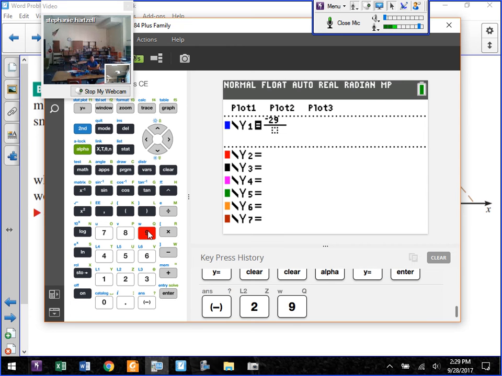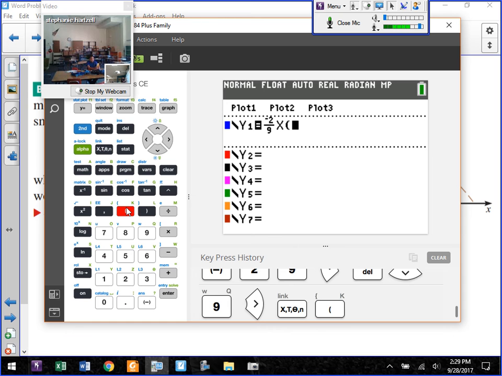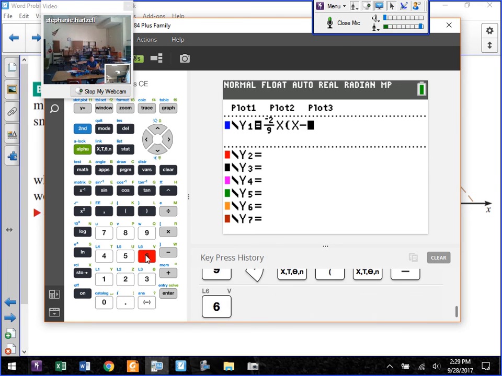Make sure you use the negative button, not the minus button. The negative button is on the bottom next to the decimal. Negative 2/9 x, parentheses, x minus 6. And again, you don't have to distribute. You put it just like that.